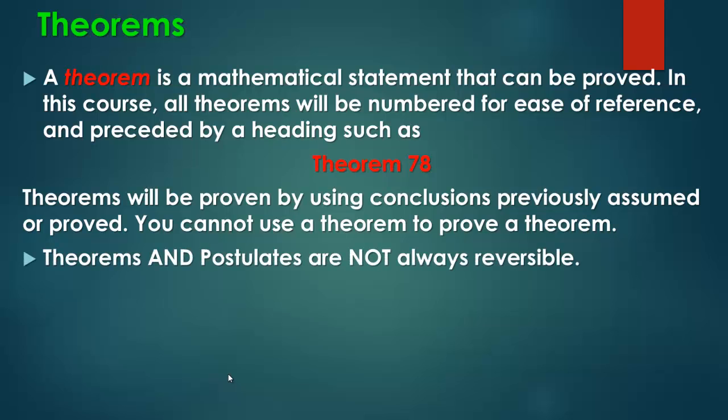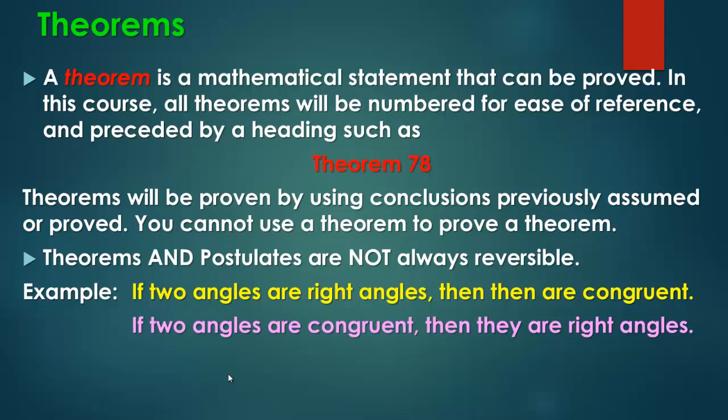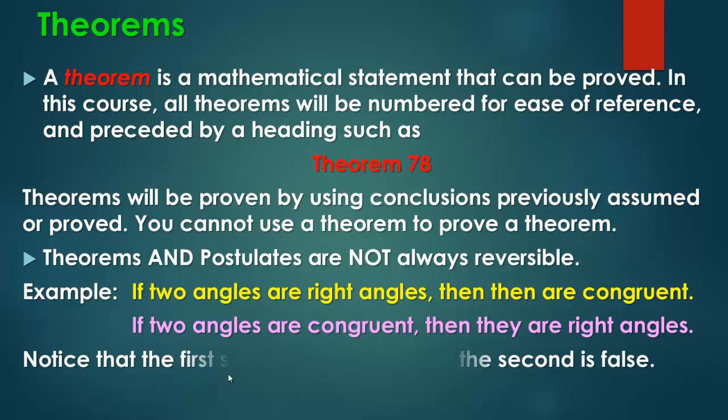So theorems and postulates are not always reversible. For example, one postulate is if two angles are right angles, then they are congruent. However, the converse of that, if two angles are congruent, then they are right angles, is not necessarily true. They could be right angles, but they could be two angles that both measure 30 degrees, which aren't right angles.